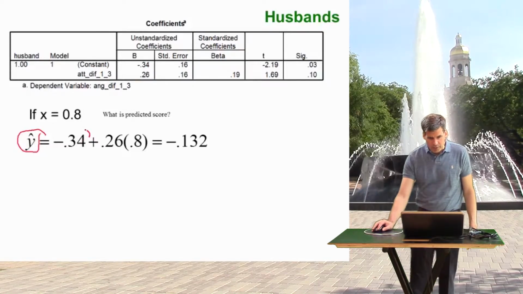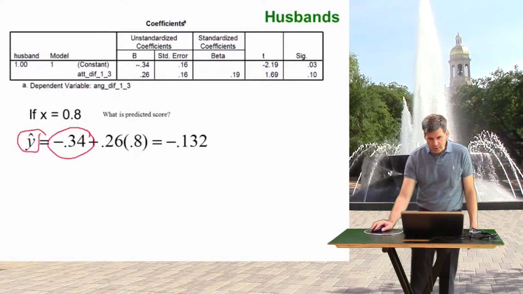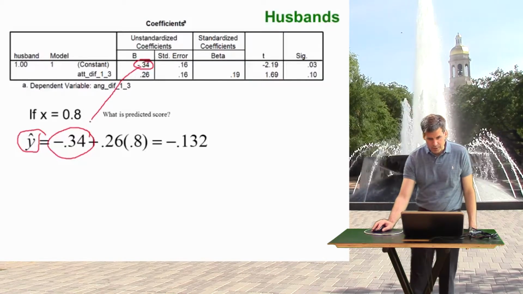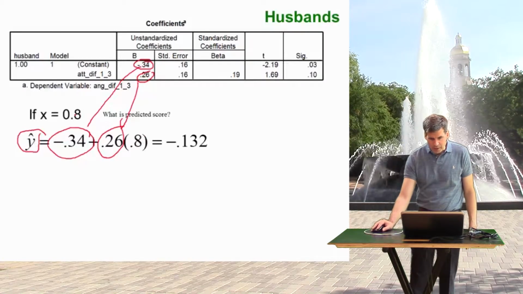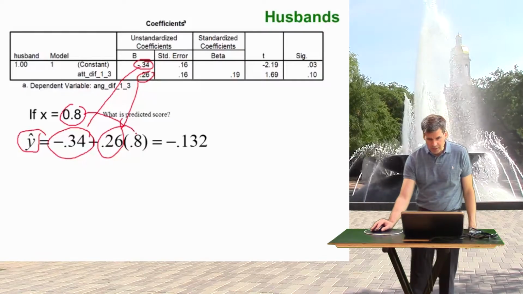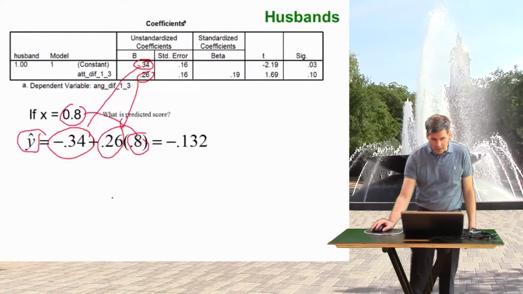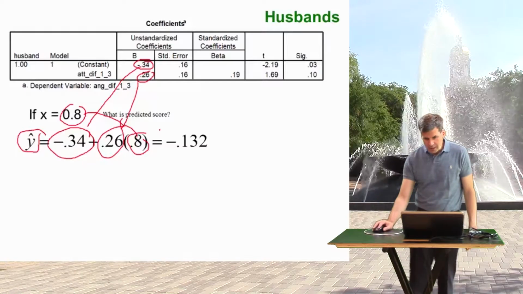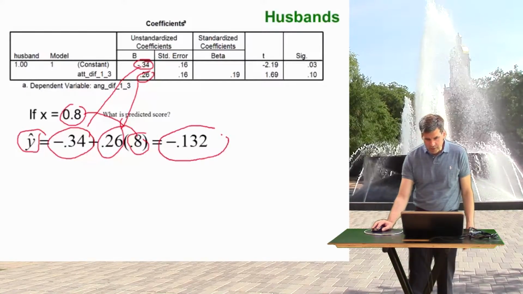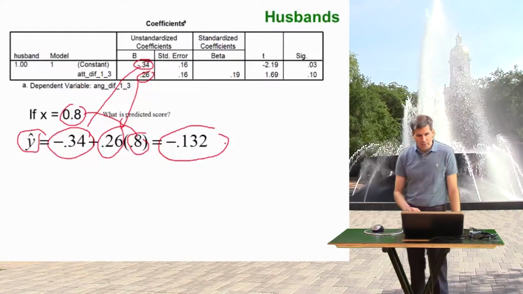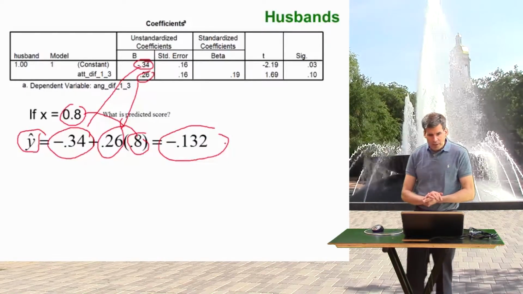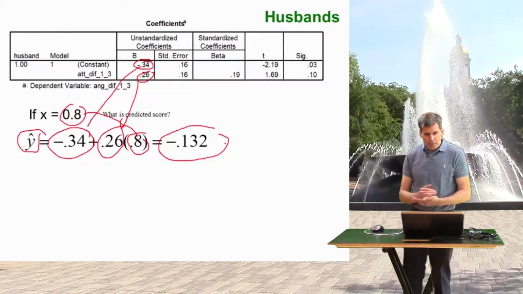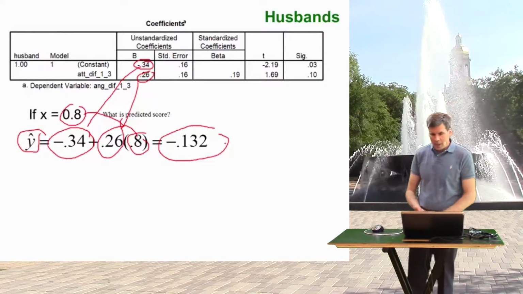We plug in our intercept, negative 0.34, right there. Our slope is 0.26, so I put that right there. This person had a score of 0.8, so I put that right there. Intercept plus slope times x, I get this person's predicted score of negative 0.132. That's their predicted score given the equation in our output, and given that they got a score of 0.8 on x, that's their predicted score on y.